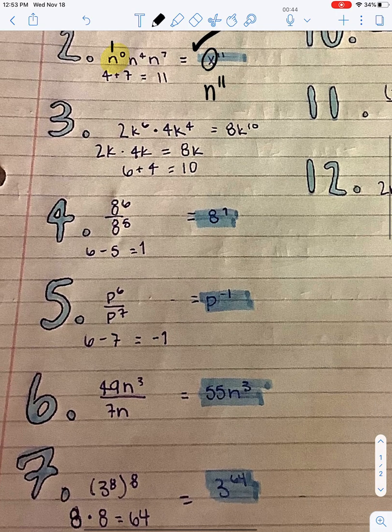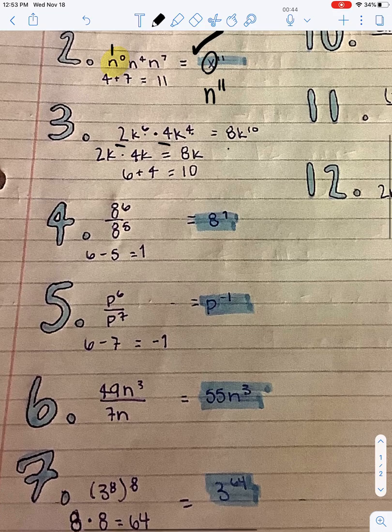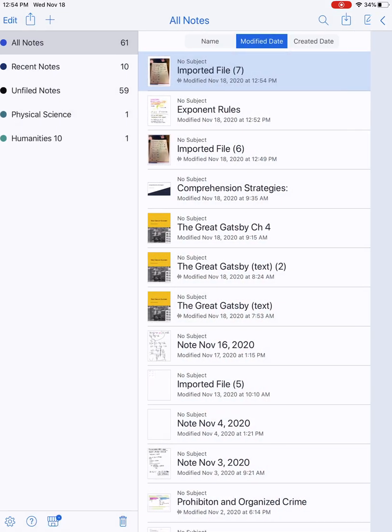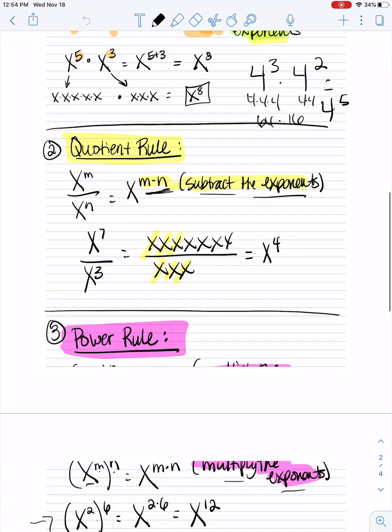Good job. For question 3, you did the right thing where you multiplied your coefficients and got 8, and then you added your exponents, which gave you 10. So your answer is 8k to the 10th. That is correct. Woohoo!